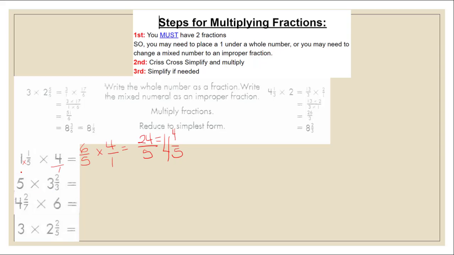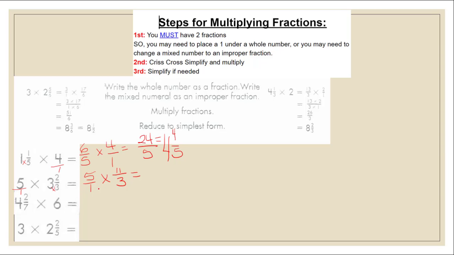Okay, on our next one we have 5 wholes and 3 2/3 as our mixed number. So we're going to need to put a 1 underneath my 5 wholes and change our mixed number to an improper fraction. So 5 over 1. So now I'm going to take my 3 wholes times my denominator, 3. So 3 times the 3 gives me 9, plus 2 is 11 over the 3. So now I have 2 fractions. Let's see if I can crisscross simplify.